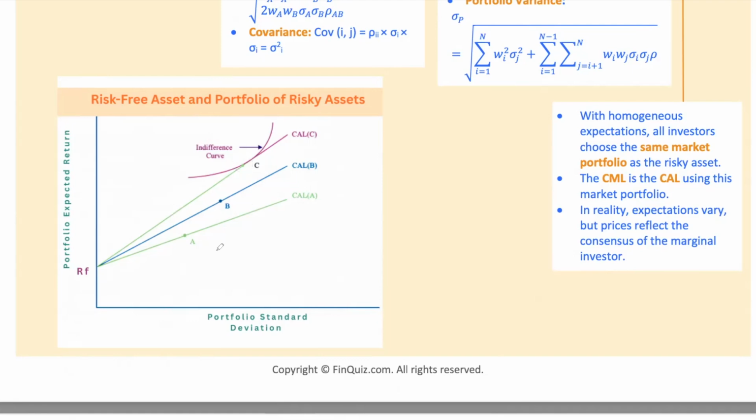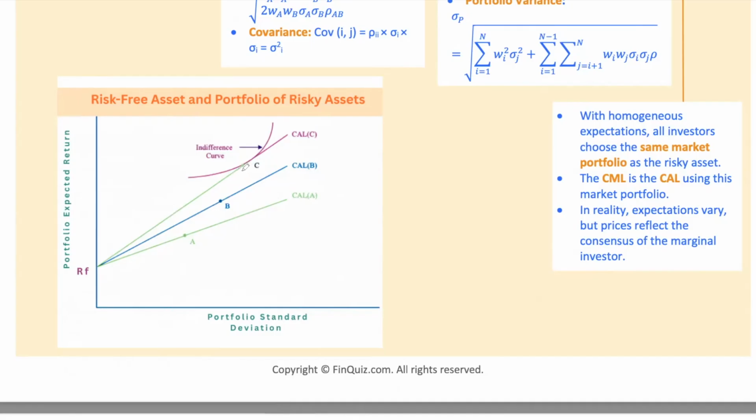But here's the catch. Not all CALs are created equal. You can draw a CAL through one risky portfolio or another, but the best one, the one with the steepest slope, is tangent to the efficient frontier. That tangency point is what we call the optimal risky portfolio.